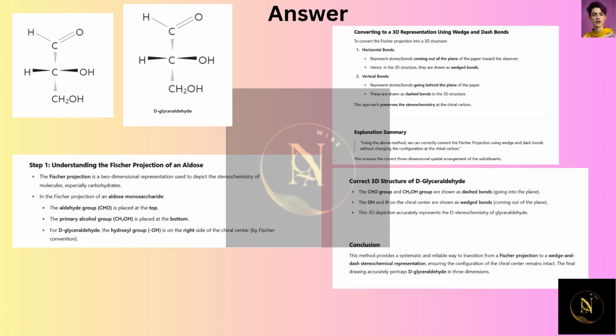Conclusion. This method provides a systematic and reliable way to transition from a Fischer projection to a wedge and dash stereochemical representation, ensuring the configuration of the chiral center remains intact. The final drawing accurately portrays D-glyceraldehyde in 3 dimensions.